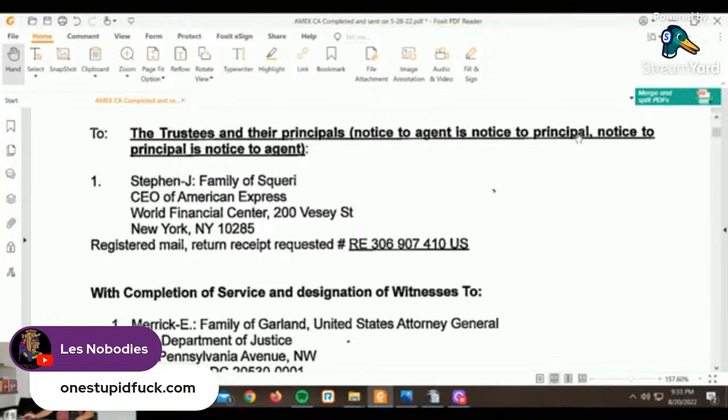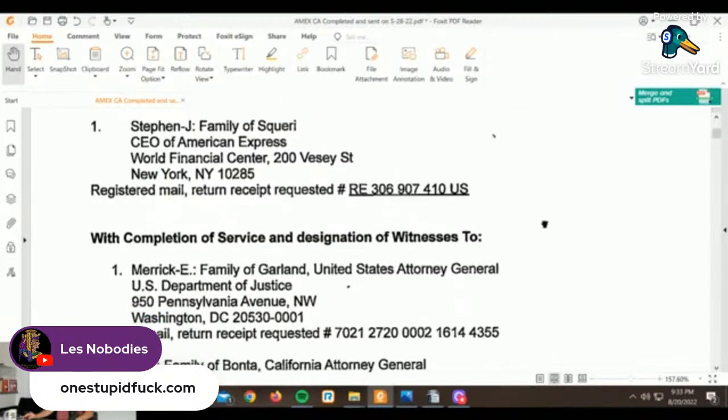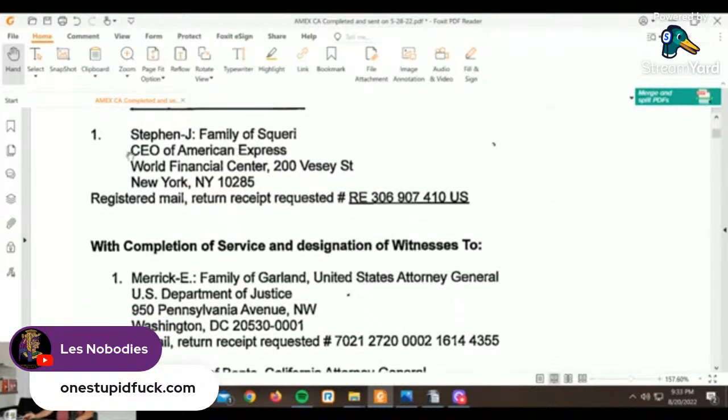So it's like whether it's a receptionist or whether it's your lawyer or whoever it is that signed for this thing, notice to them is notice to you, buddy. And notice to you is also notice to them, vice versa. So this was sent to Stephen J., family of Squarey, CEO of American Express, World Financial Center, 200 Vesey Street, New York, 10285, registered mail, return receipt requested. And then here's the return receipt number.